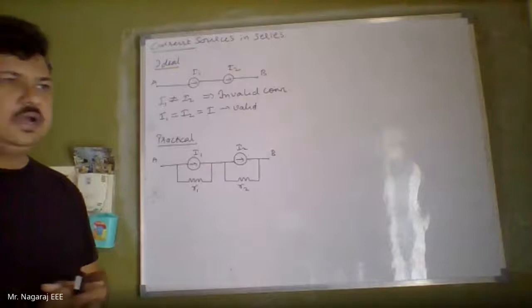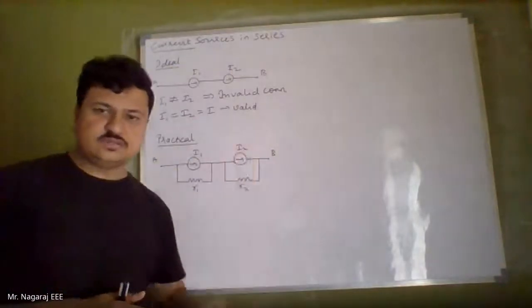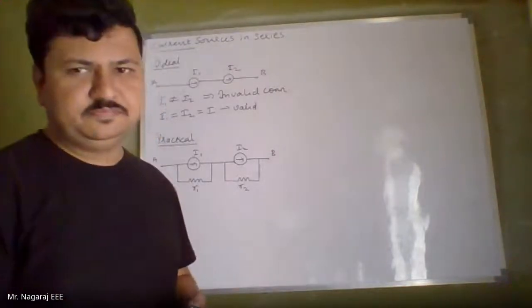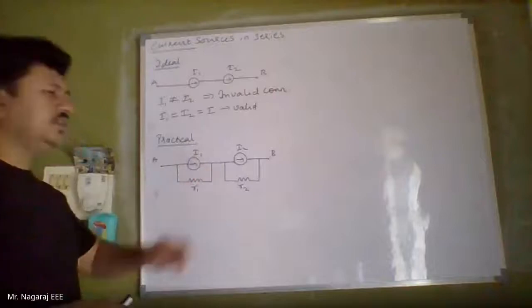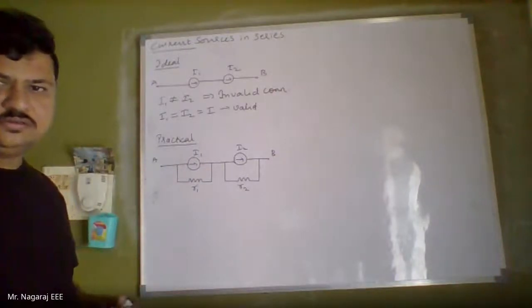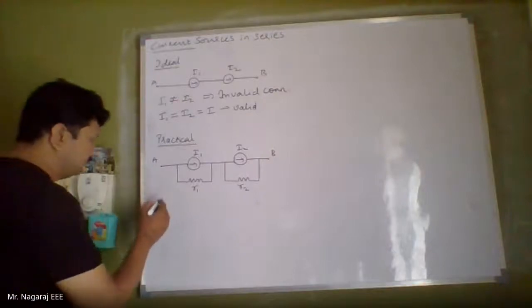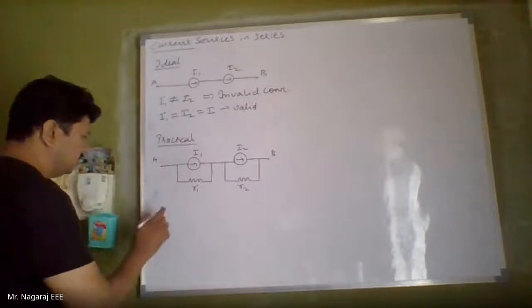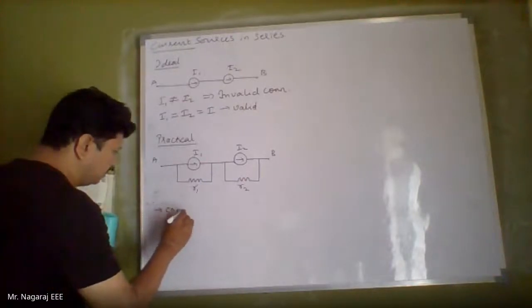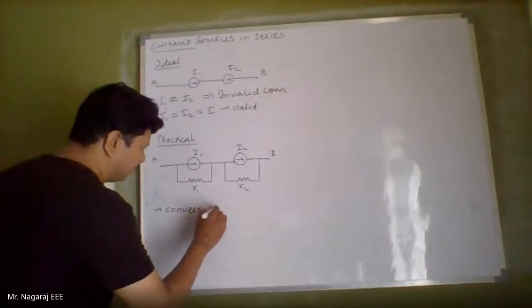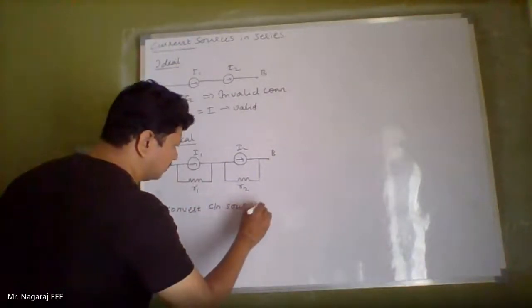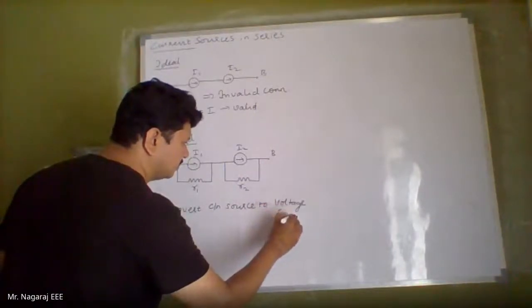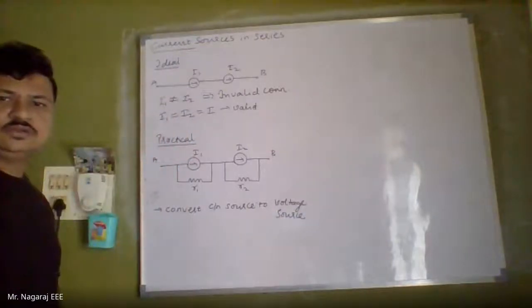Why? Because I can convert these two sources to a voltage source, and I know that series connection of two voltage sources is valid. Is it? I know that series connection of two voltage sources is valid. Okay. So therefore, I will equivalently convert current source to voltage source.